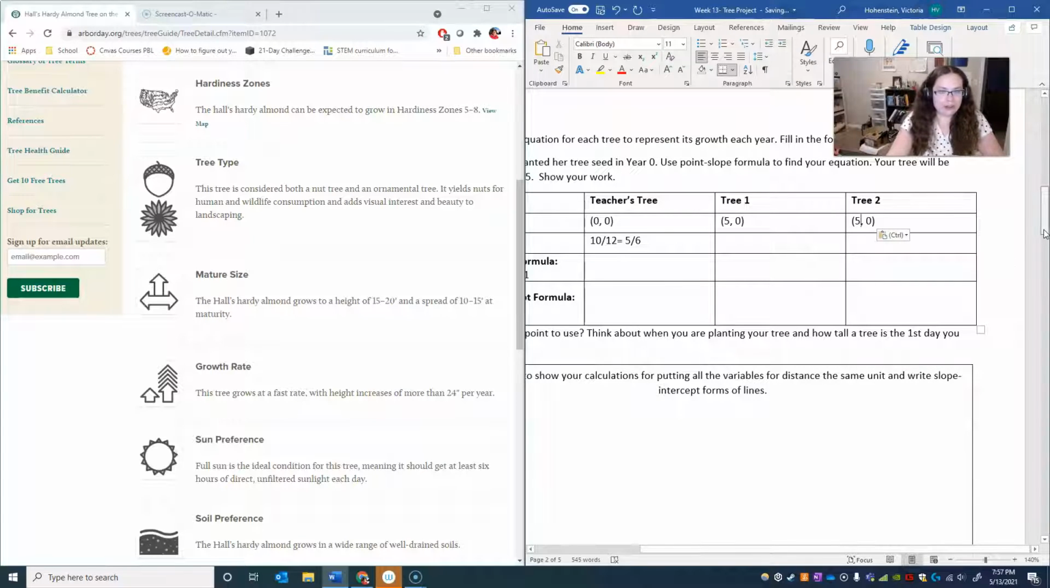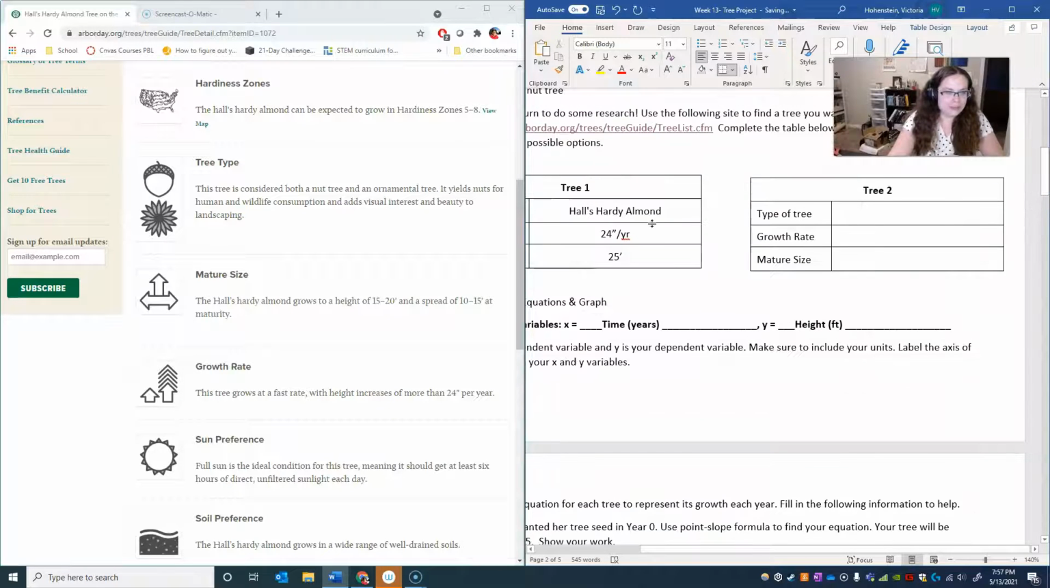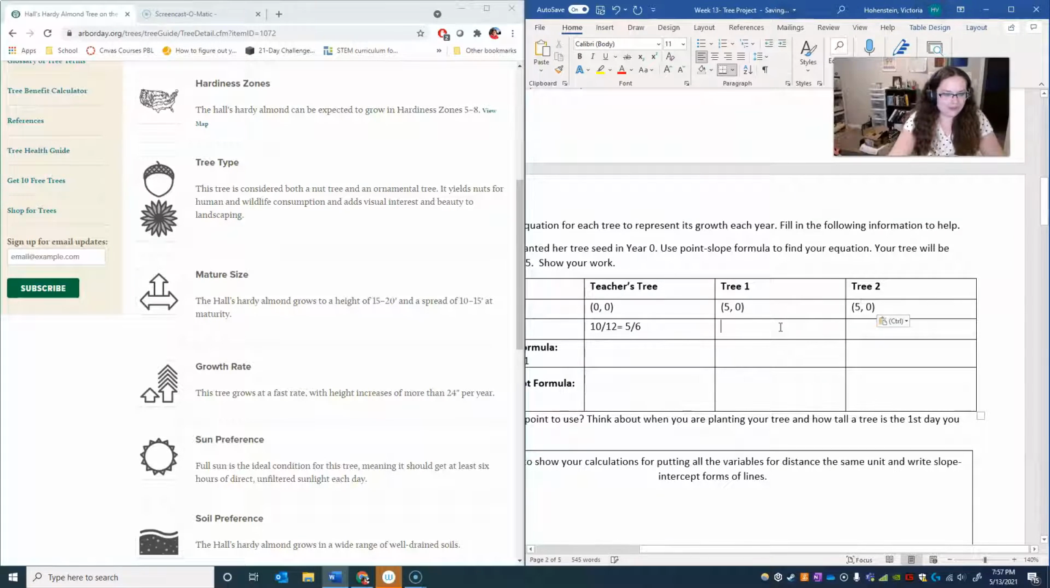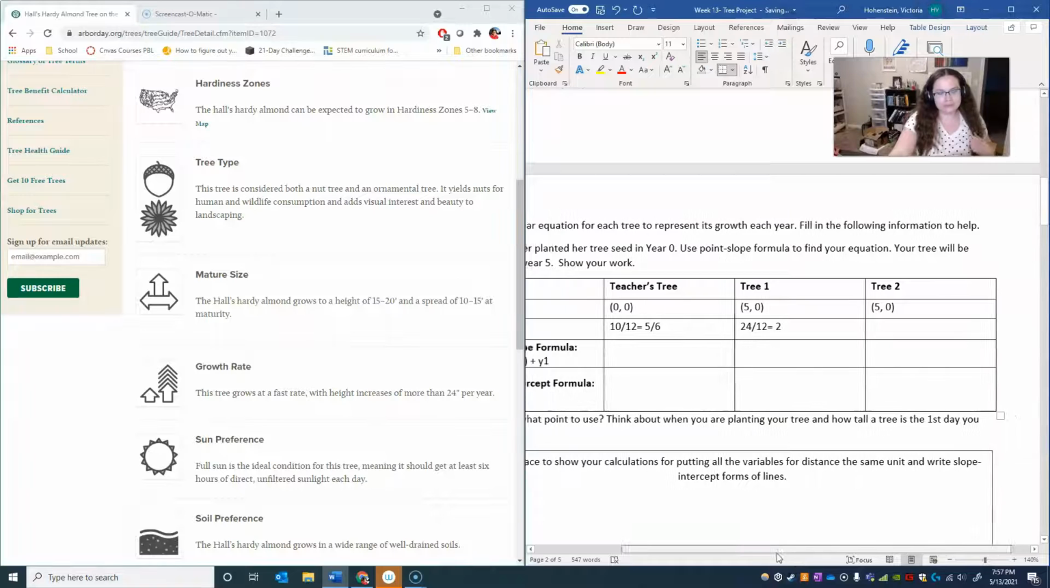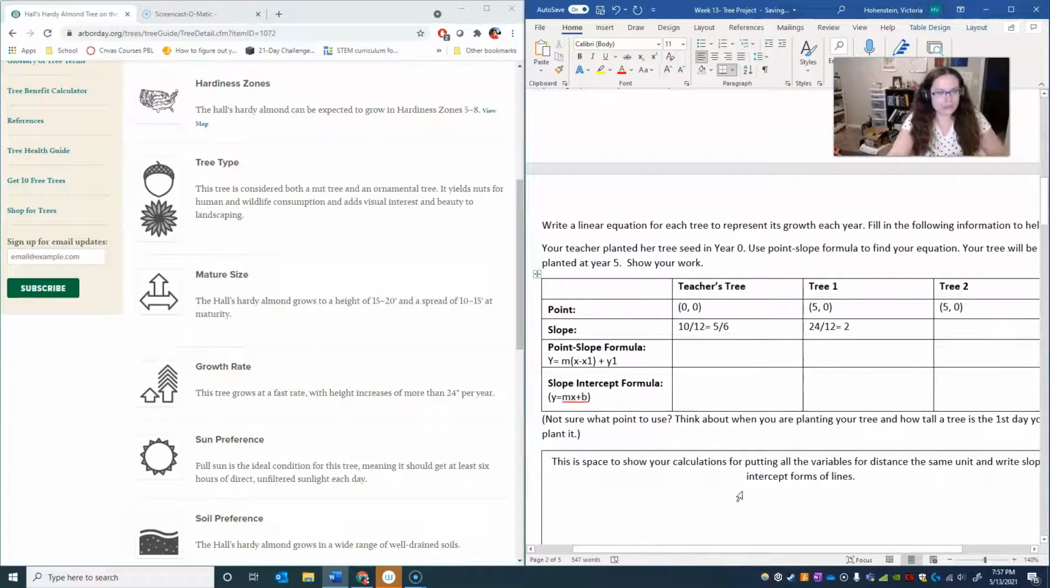So the Hall's Hardy Almond tree, let me go through that as an example. That grows 24 inches per year. Remember, I need to turn that into feet, so I'm going to divide by 12. That gives me 24 divided by 12, which is 2. So do that with your trees. Get your slope by dividing the inches it grows per year by 12.